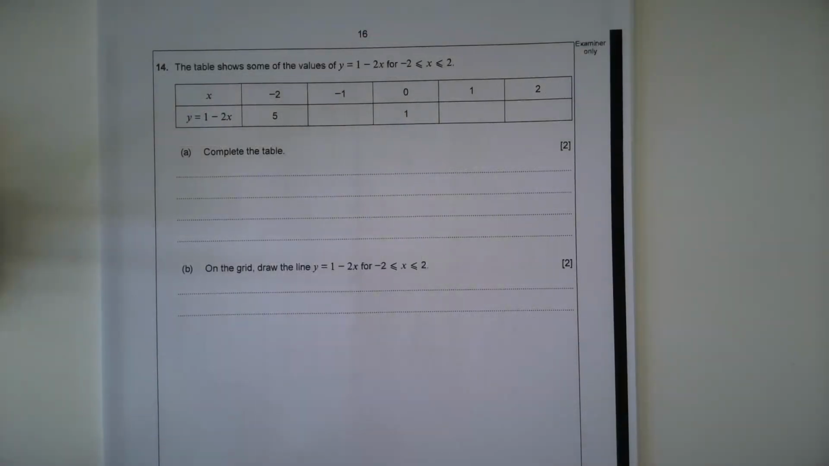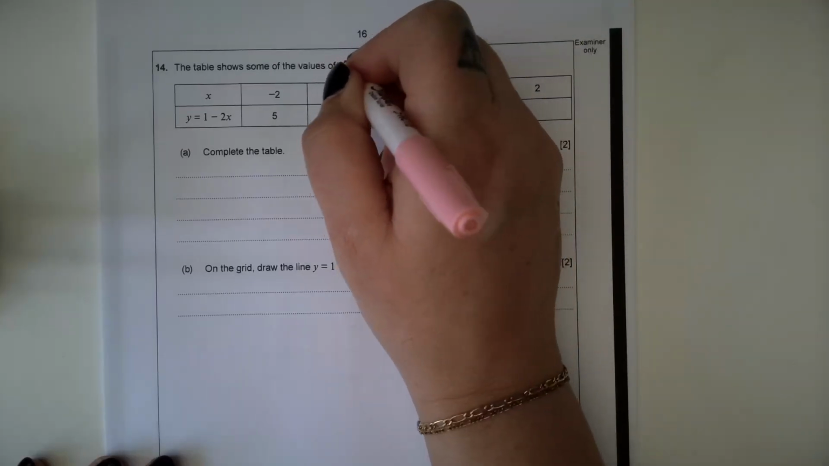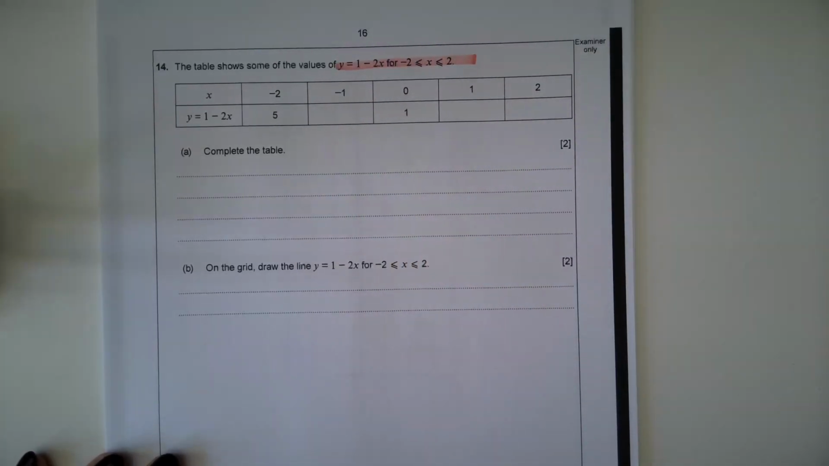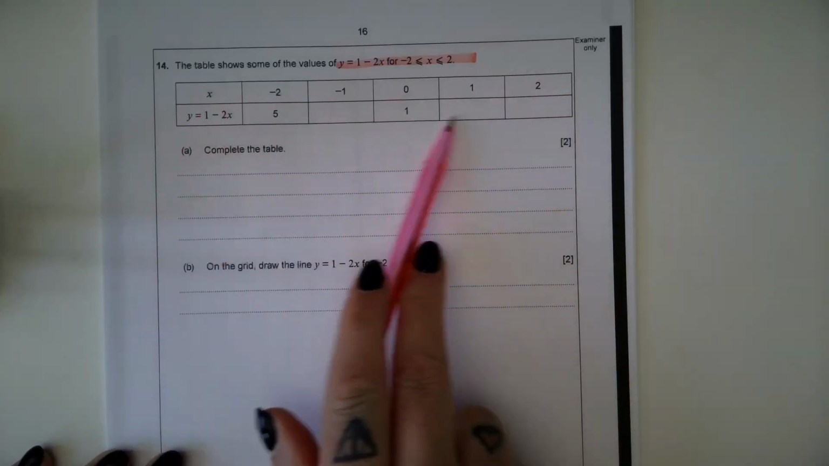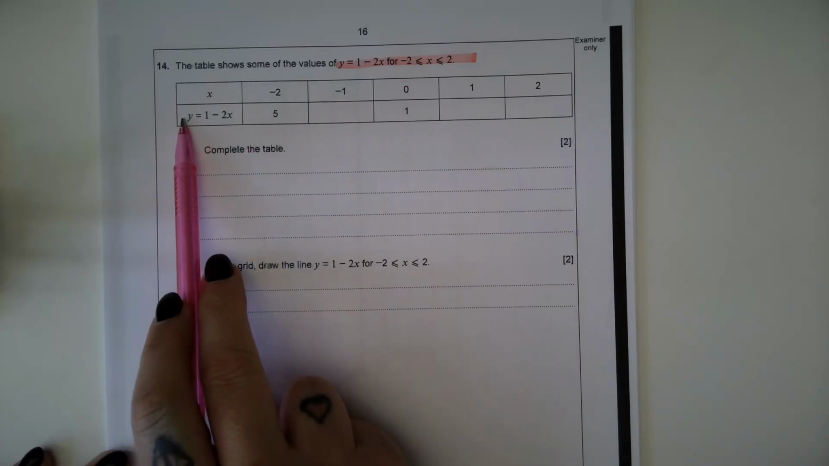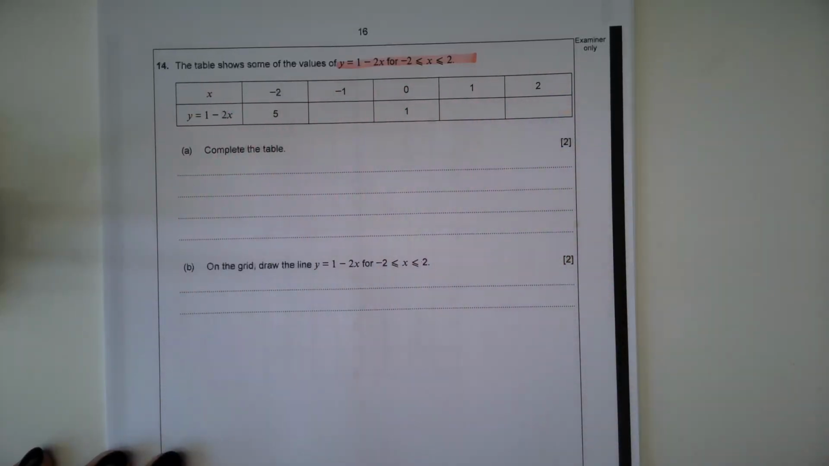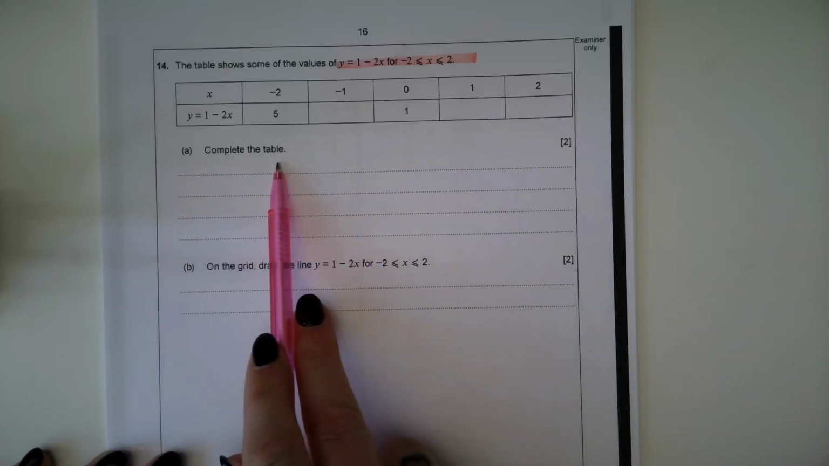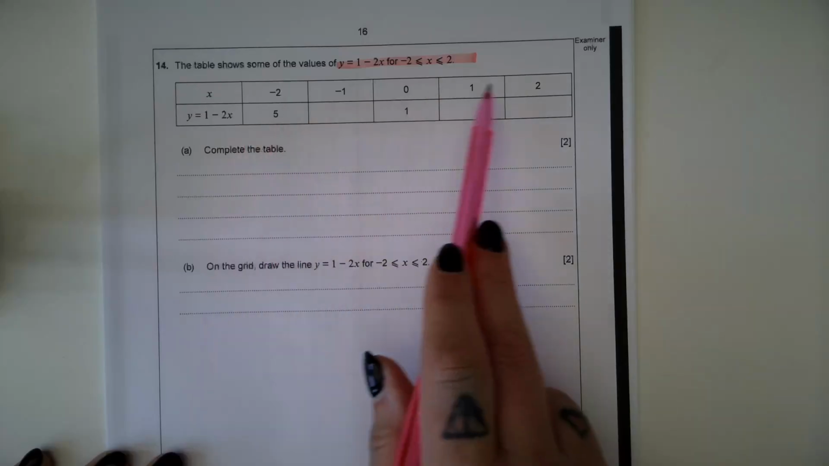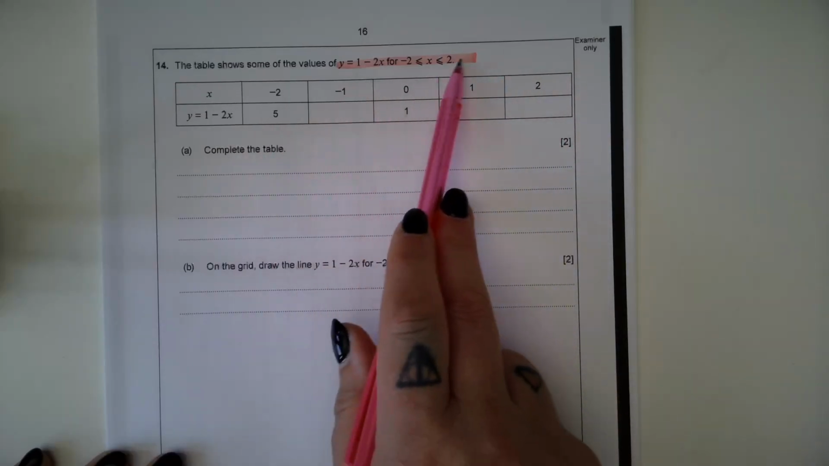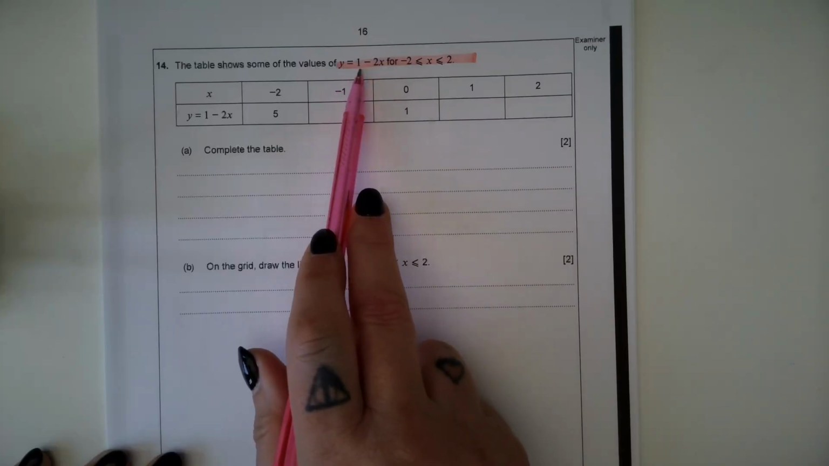Question 14. The table shows some of the values of y equals 1 subtract 2x for a range of x values from -2 to 2 inclusive. So here's this table. We've got our x values, and then we get the y value that corresponds to that x value. Part A wants us to complete the table. So we're going to substitute these values in, 2, 1 and -1, to find out their corresponding y value, substituting into this equation here.